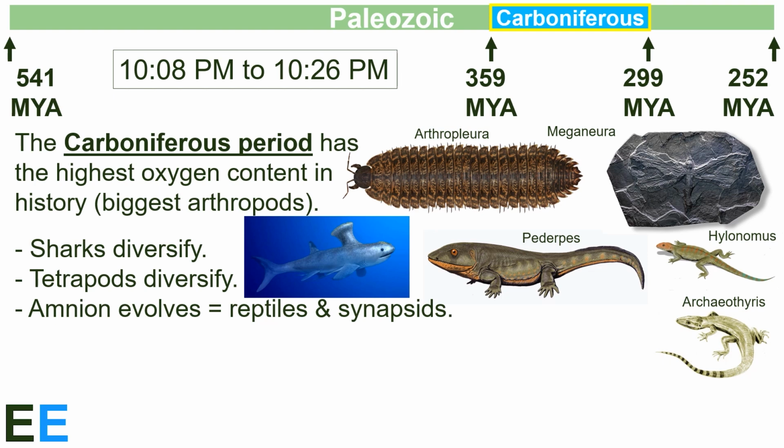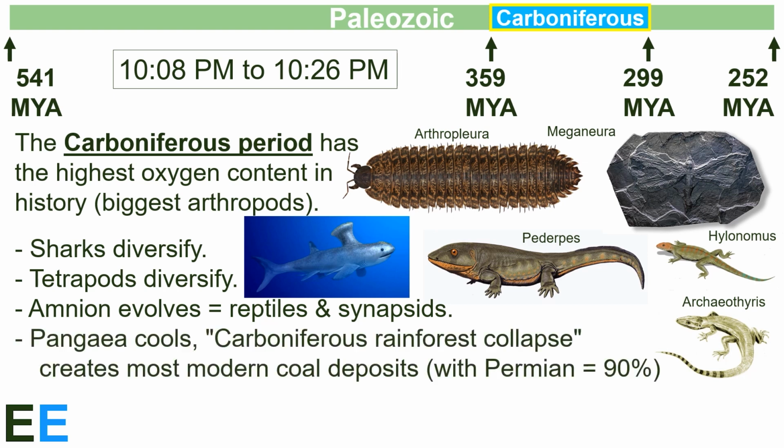During the Carboniferous, the amnion evolves. This is the membrane in eggs that retains water yet lets oxygen pass through. This allows eggs to be laid in areas that aren't wet and opens up the entire world for reproduction, which had previously been confined to the seashore and lakes. The amnion allows reptiles, like Hylonomus, and synapsids, like Archaeotherus, to evolve. Synapsids are the ancestors of mammals, which come later.